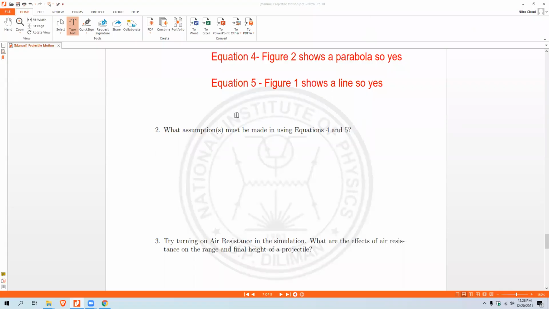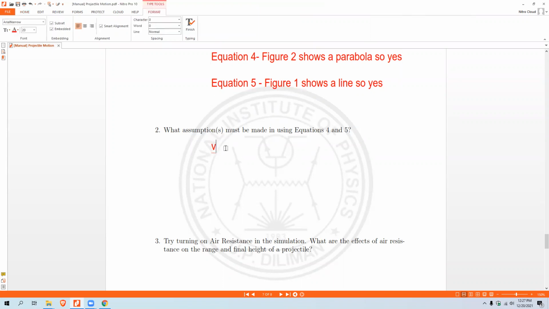So dito naman sa question na ito, syempre yung una nating assumptions are that V naught and theta are constant. So given naman na yan, di naman natin binabago yan during the experiment. Or yung theta at least for a set of data, di naman binabago yan. Yung mas important though na assumptions ay na no air resistance. And pangalawa, the projectile is close to the ground.